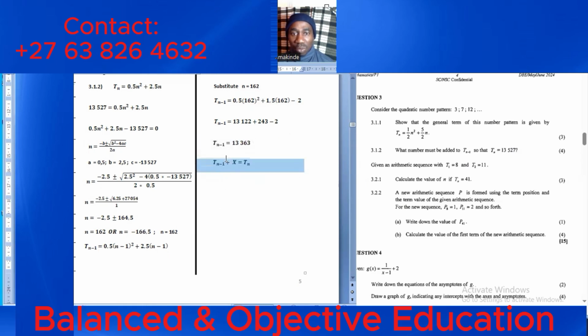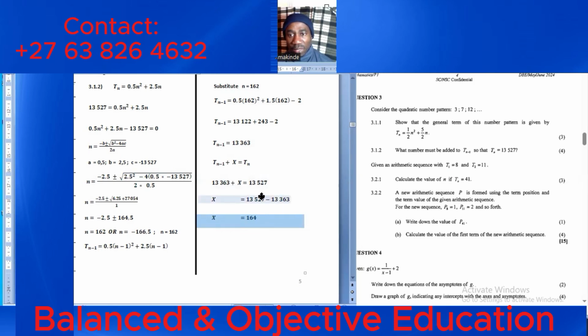So we can say Tn minus 1 plus x equals Tn. And we make appropriate substitution. So we know that Tn minus 1 equals this, and Tn equals this value, 13,527. So we can make x the subject there. And doing that, we have a value of x equal to 164. So it means that you must add 164 to Tn minus 1 in order to arrive at a Tn value of 13,527.